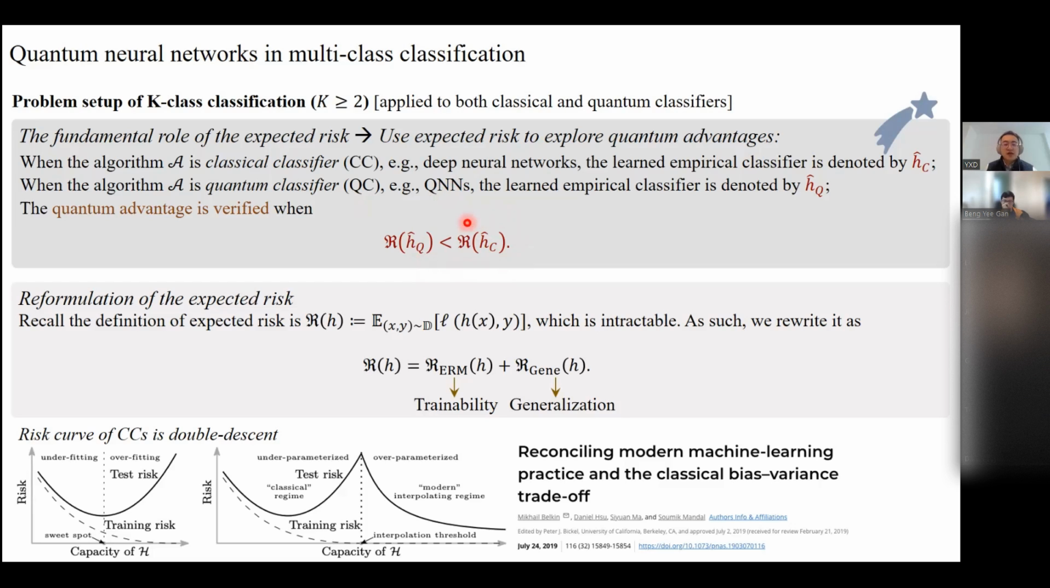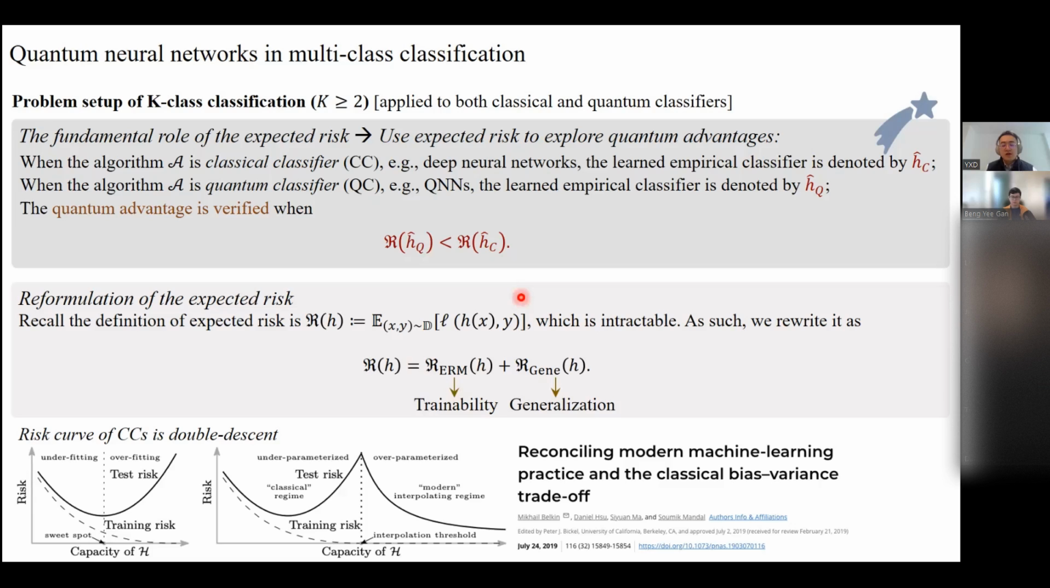But as aforementioned, the expected risk is hard to calculate. So we need to decompose it into two tractable terms. One is empirical risk, the other is generalization. These two quantities refer to the trainability and the generalization mentioned before.